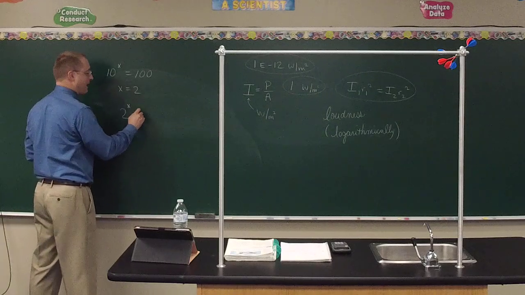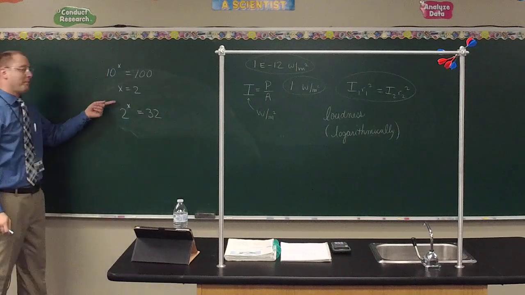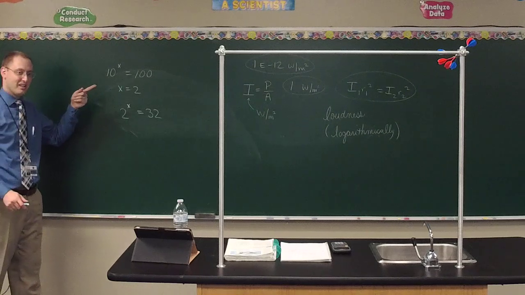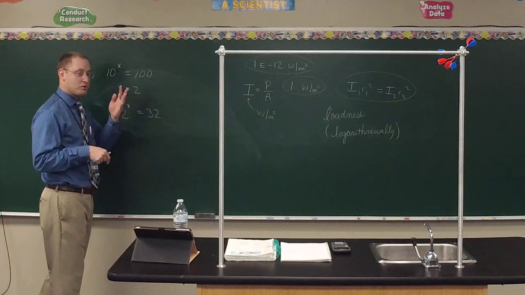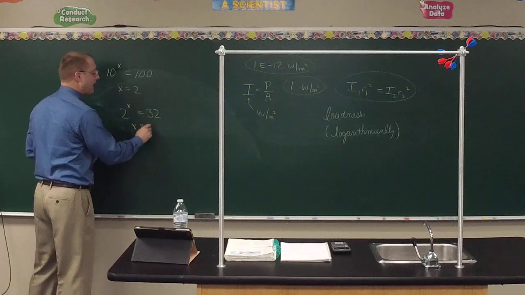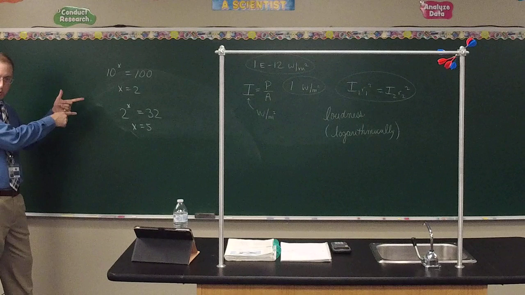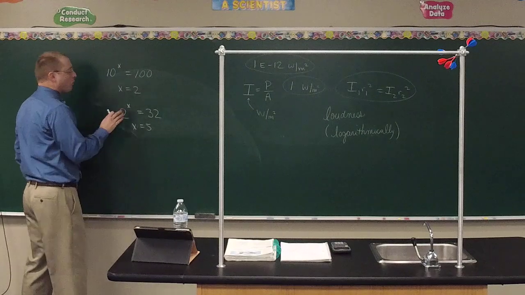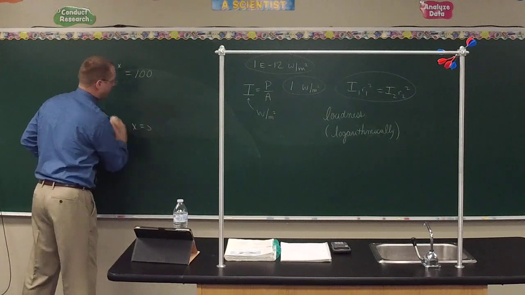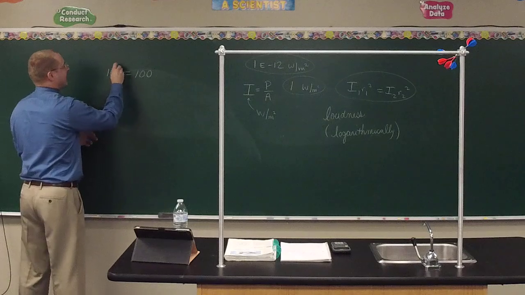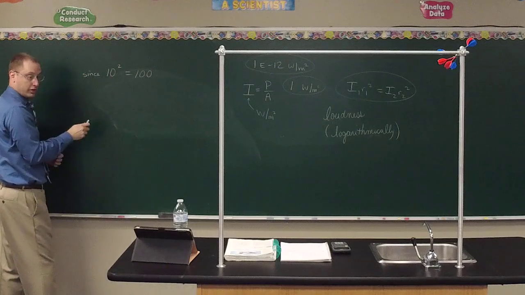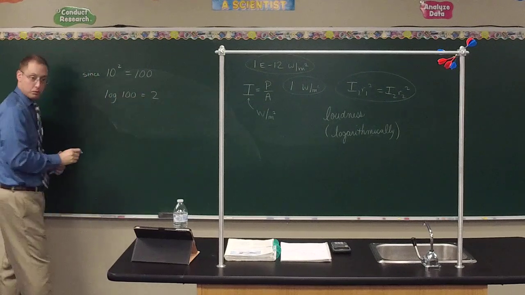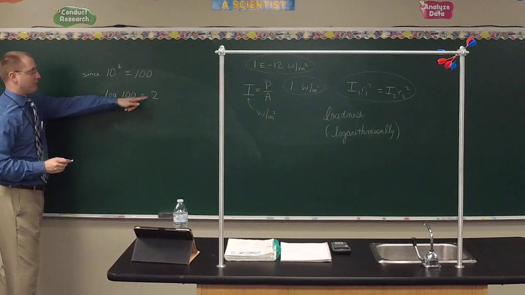You can do this with other things besides base 10. For instance, 2 to some power equals 32. Well, what power of 2 equals 32? 2 times 2 times 2 times 2 times 2. The fifth power, x would equal 5. Logarithms are used to find variable exponents, basically, is the major use there in algebra. Well, consider this for just a moment then. Since 10 to the second power equals 100, the logarithm, we just say log, of 100 is 2. It tells you what power of 10 is needed to get this thing.